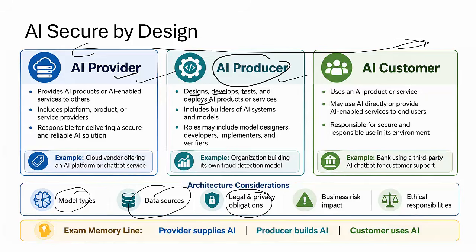So the provider who supplies AI is the AI provider. The producer who builds AI is the AI producer. The customer who uses AI is the AI customer. So model plus data plus legal plus business risk plus ethics has to be considered when you're building an AI architecture. That's a very important part we need to understand.